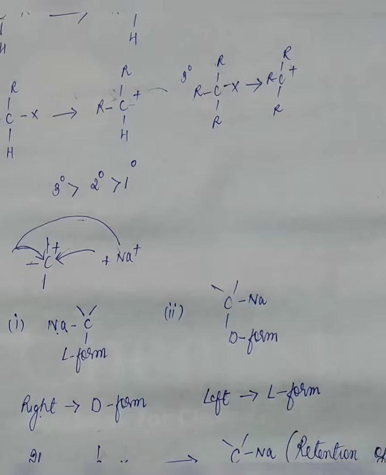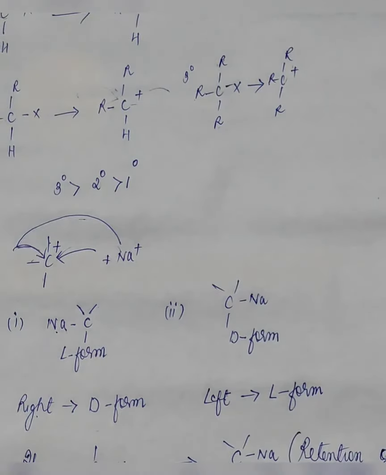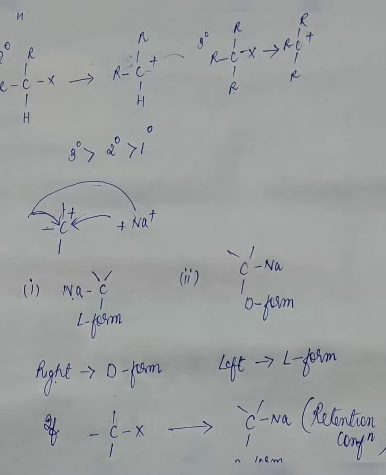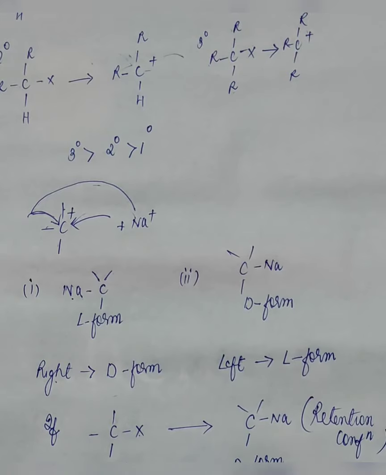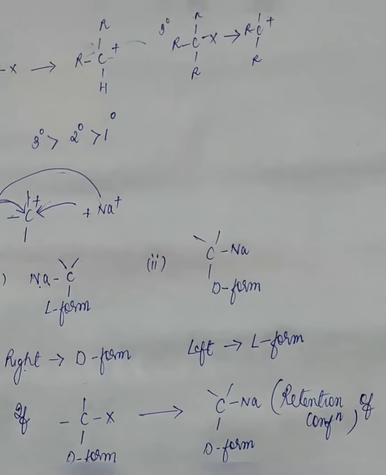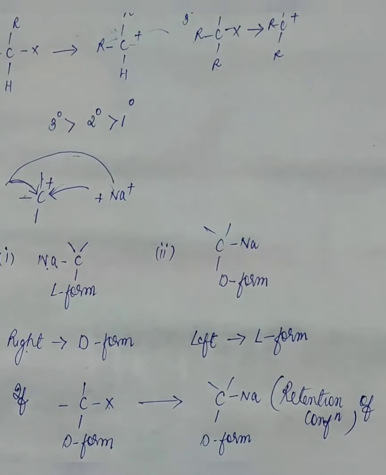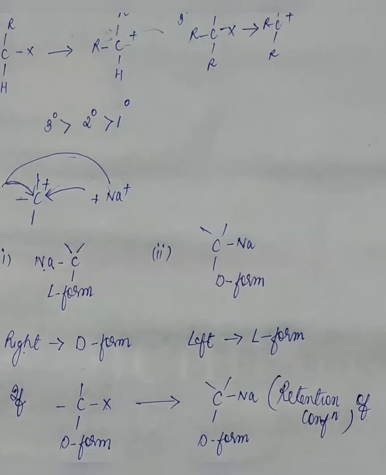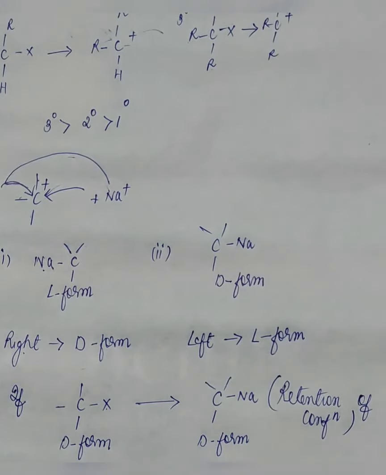Retention of configuration has taken place here. Now the second case is that if the attack happened from the back, our reactant is in the D form, right? But if the attack happened from the back, we will get the product in this manner. So this is the L form. Now the reactant is in D form, the product is in L form.